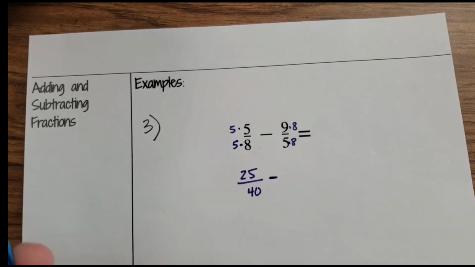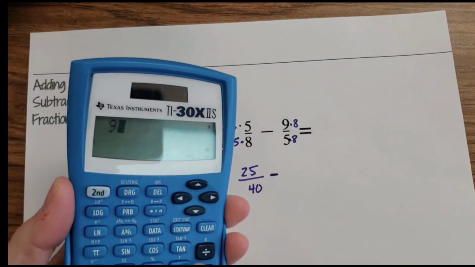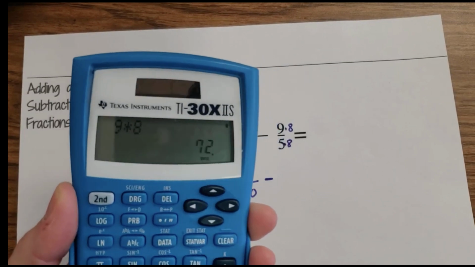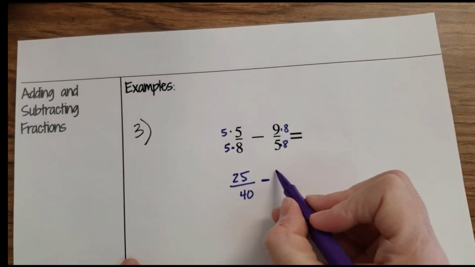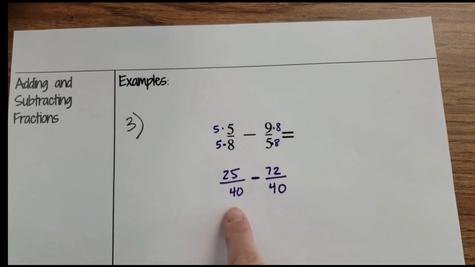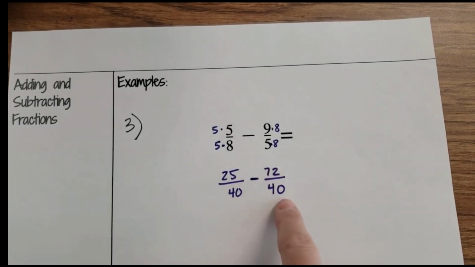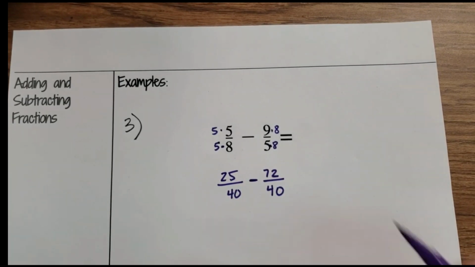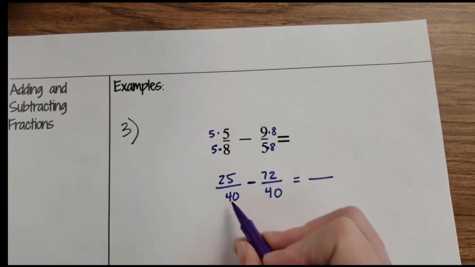Now again, if you don't know your facts, 9 times 8, you can always grab a calculator and type in 9 times 8, looks like it's 72. It's okay to use the calculator, all right? And we have 40ths. So now we've got 25 40ths minus 72 40ths. We can combine these two together. We can subtract them because we have the same size pieces.